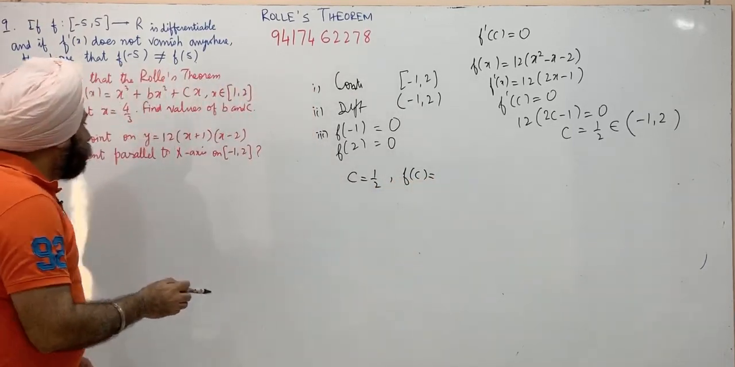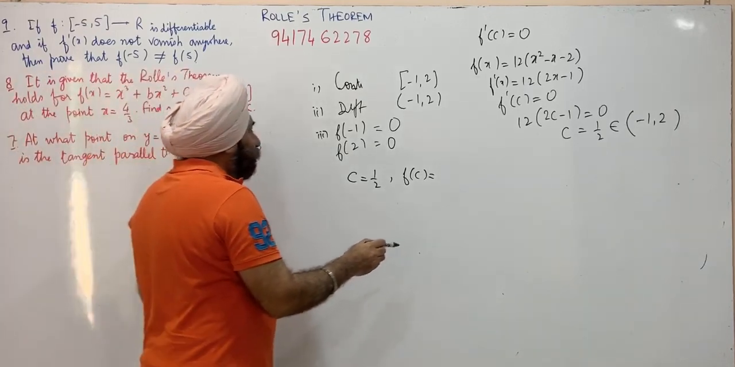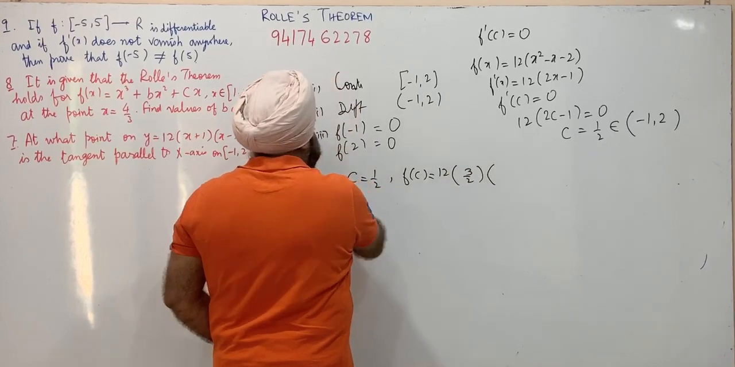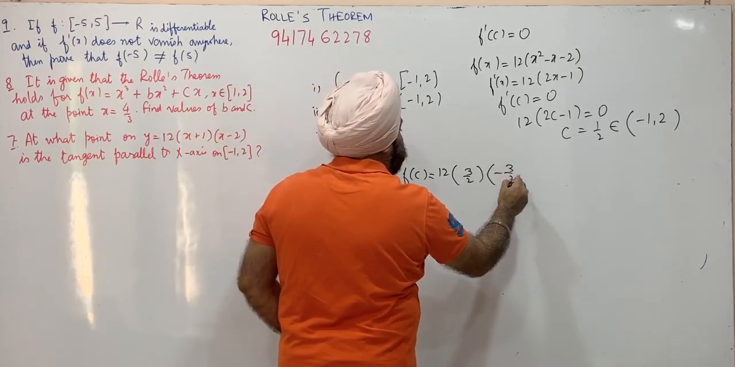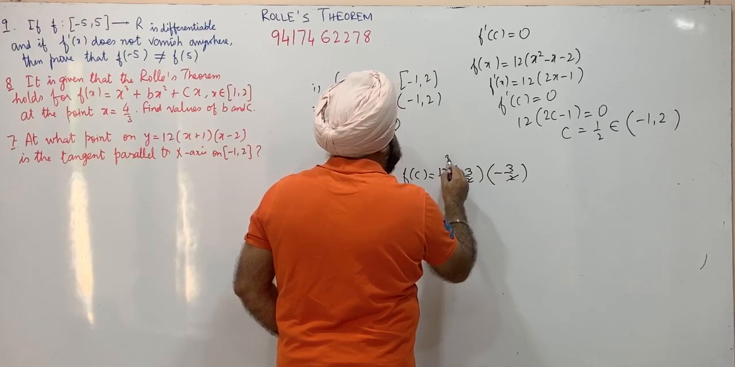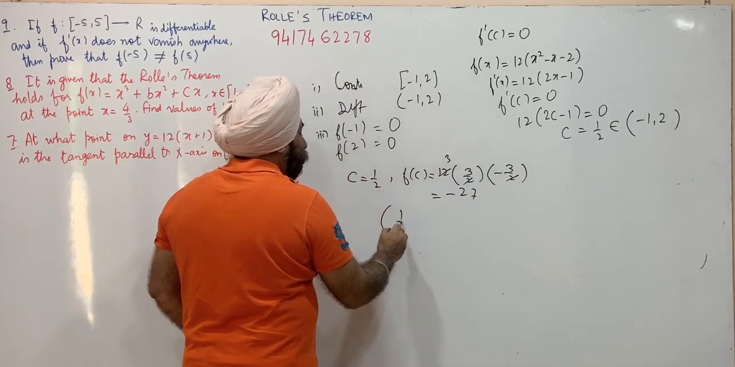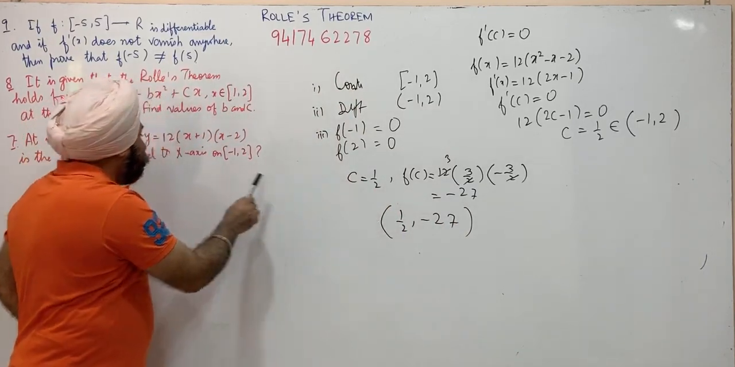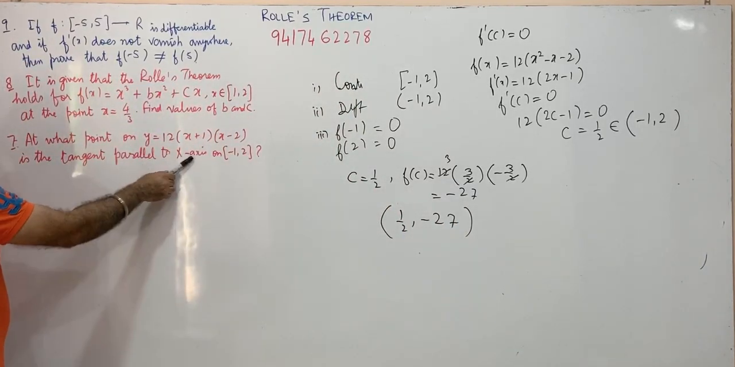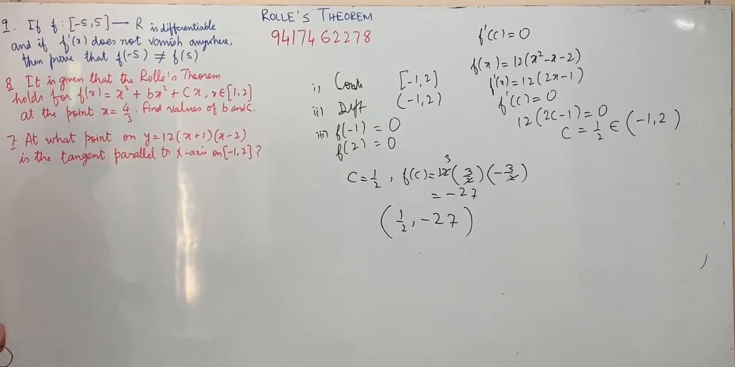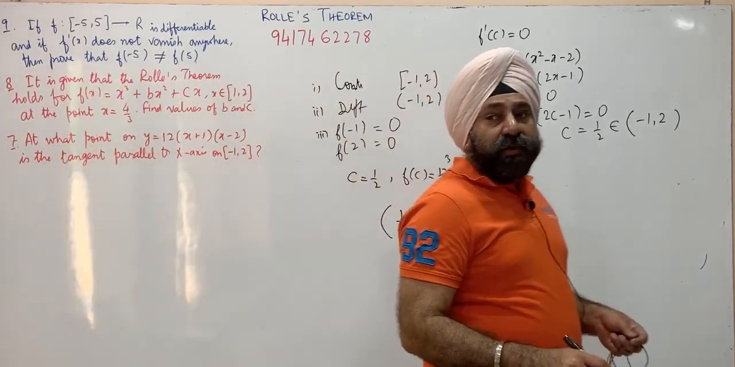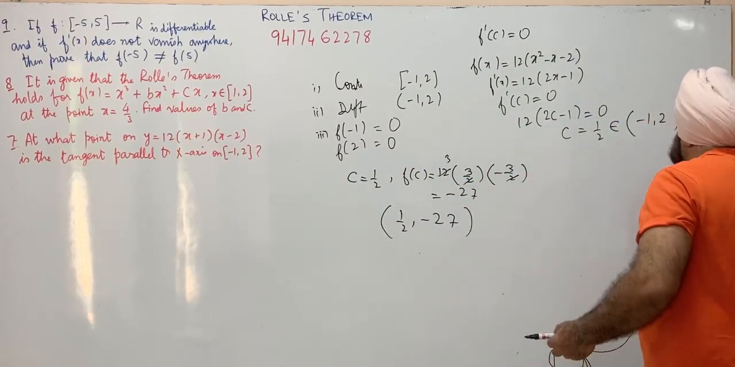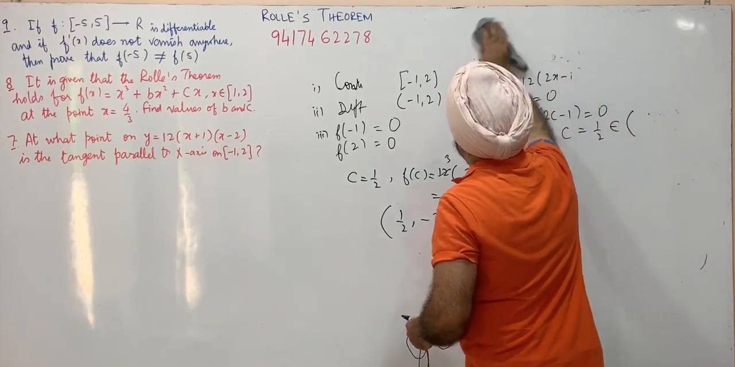So what is f of c? F of c we get from this: 12 into 1 plus 1 by 2, that is 3 by 2. Then 1 by 2 minus 2, minus 3 by 2. 2 into 2 is 4. So this is minus 27. The point is 1 by 2 comma minus 27. So at this point on this curve the tangent is parallel to the x-axis. We have used Rolle's theorem here to find the point where the tangent is parallel to the x-axis. Tangent is parallel to the x-axis, or the tangent is horizontal.